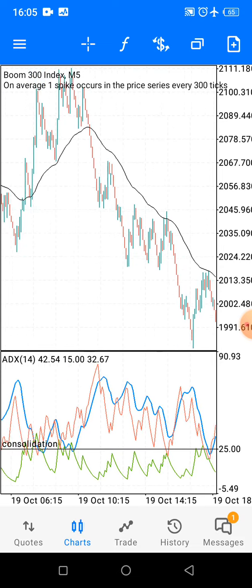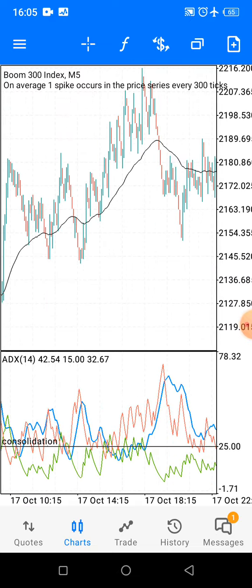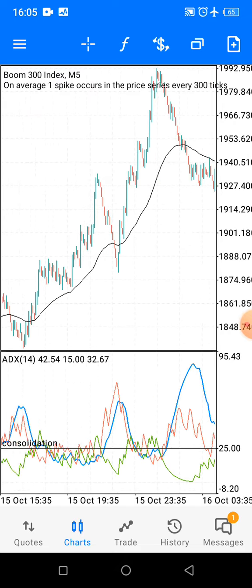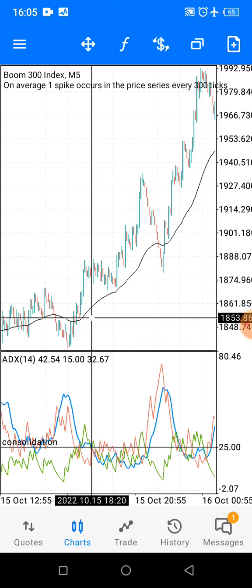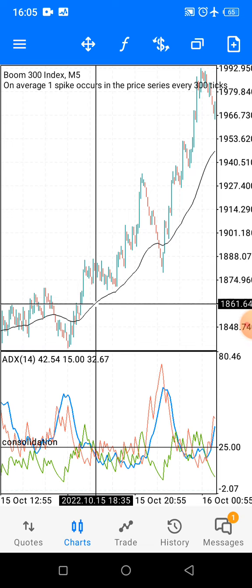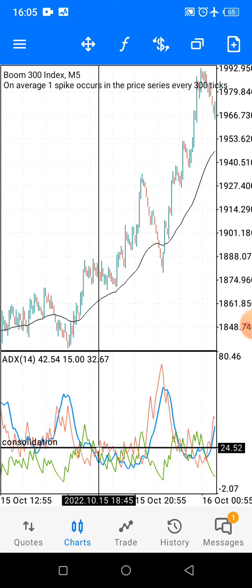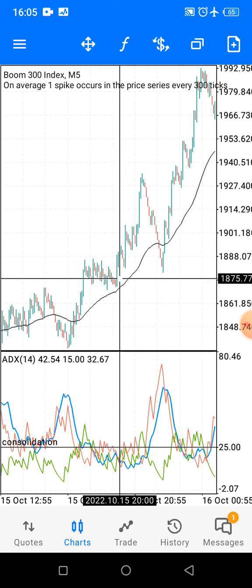So right here, firstly, let me look for an instance where there was a consolidation, so that I show you when not to enter. As you can see right here, this blue line is below the level 25, and as you can see, the market is consolidating.